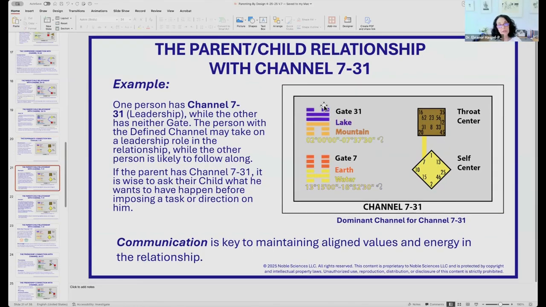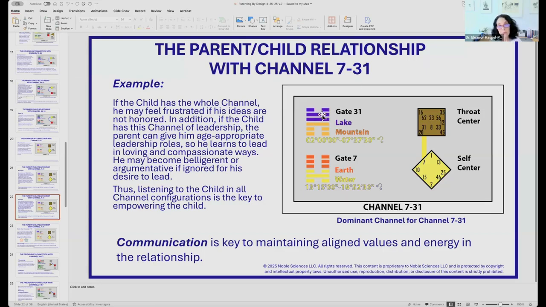So if the parent-child relationship with the 7-31 is a channel of leadership, the person with the defined channel is going to want to take the leadership role. If the parent has 7-31, they must be willing to ask their child what he wants to have happen before assuming leadership and imposing their values on the child. The communication is key in parenting to maintaining aligned values and energy in that relationship. And that is so critical and so important in empowering the child.